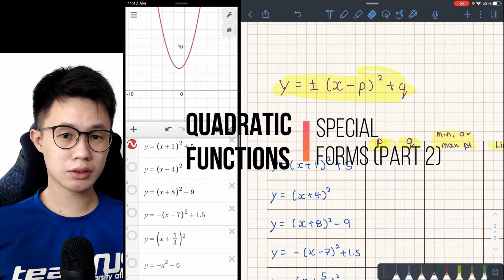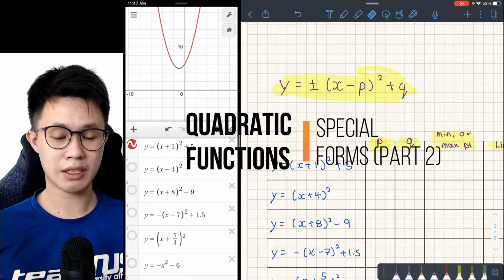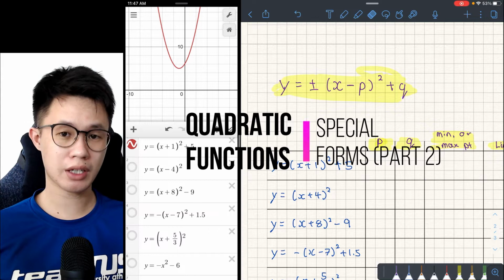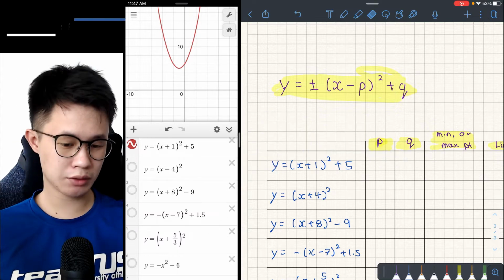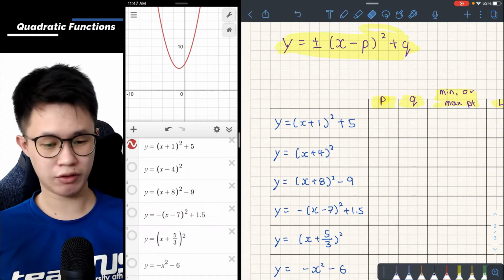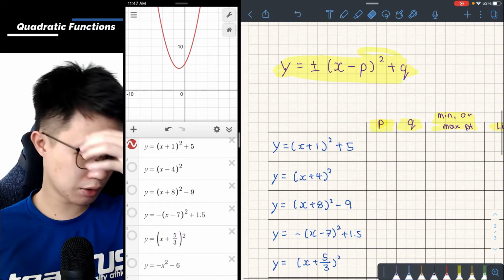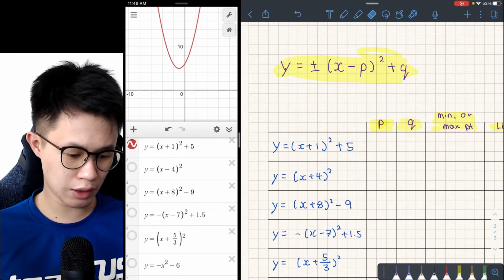Okay, welcome back. We're going to look at graphs now of y equals plus or minus (x minus p) squared plus q. What we're going to do is plot all these graphs and try to figure out something.